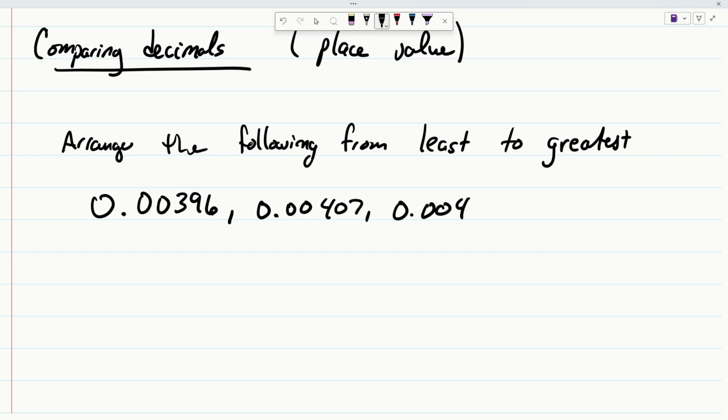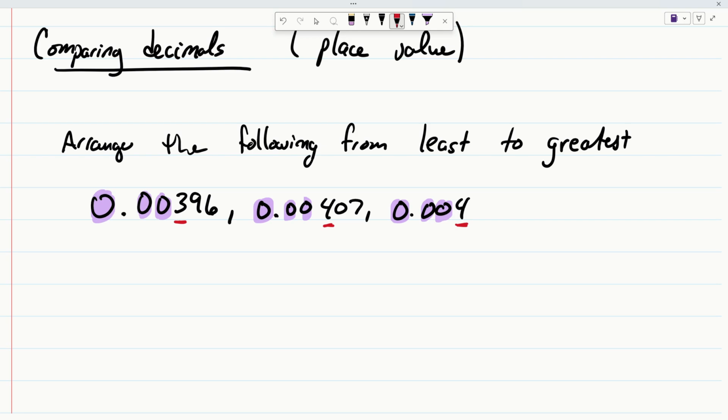Now, the easiest way to do this, okay, is to look at place value. And since we're talking about decimals here, we're just going to go from left to right. So notice the whole number and all of them, and I'll use my highlighter. The whole number and all of them is a 0. So that's the same, so move to the right. The tens position, they're all zeros. The hundreds position, they're all zeros. And now we come up with the thousandth position. So we have a 3, a 4, and a 4.